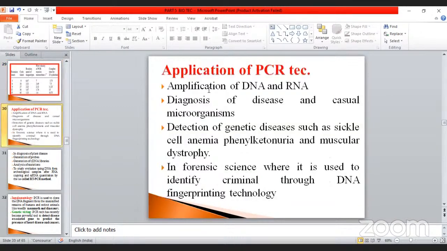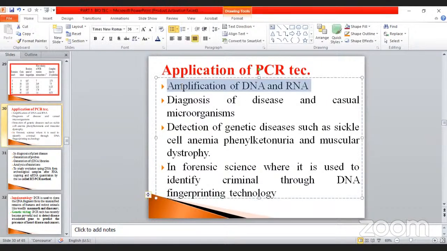Next, we will pass on to the next one, which is the application of the PCR technique. Why are we doing the PCR technique? Why do they need it? Already we know about amplification of the DNA and the RNA. This is very, very important. First point: suppose you want to know any one of the DNA molecules that has a specific character, very useful for society, so we have to amplify that. How will you do it? With the help of the PCR technique only.